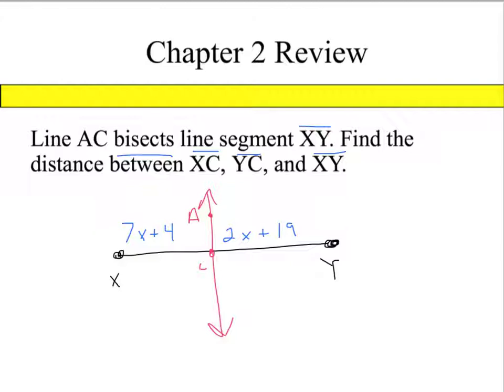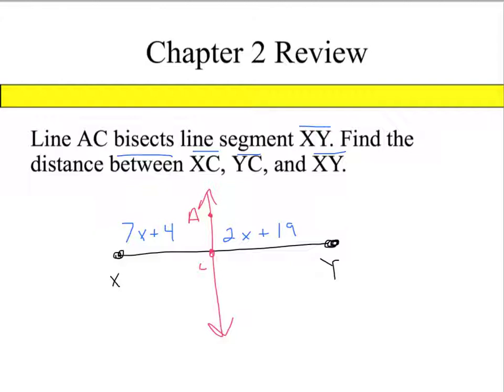Okay, so AC bisects line segment XY. Find the distance between XC, YC, and XY. All right, so I want you to give this one a shot. See if you can figure it out without needing that refresher. Give her a shot.